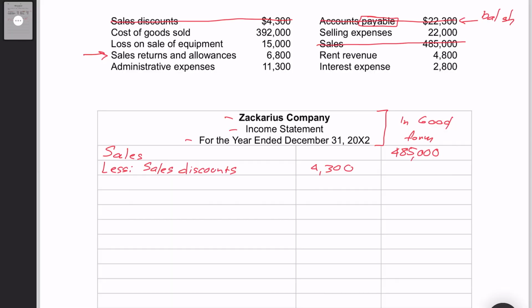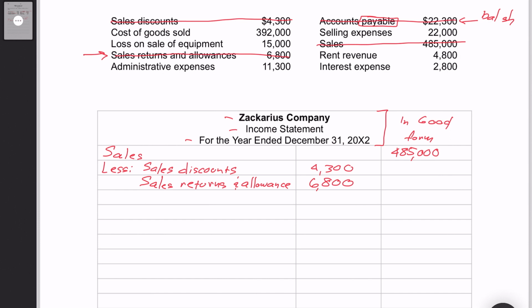Our sales returns and allowances recognize the idea that some people don't pay us. We do our very best to make sure that we only sell to people who will pay us back, but we can't be perfect at that. And we know that some people run into business issues. So we're going to go ahead and recognize a sales returns and allowance, and that was of $6,800. And we can cross that out.